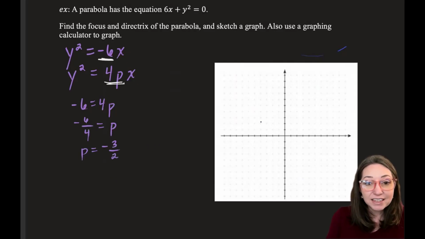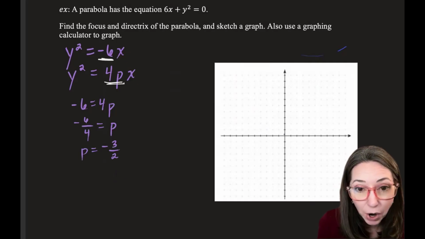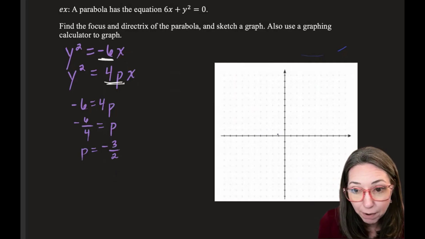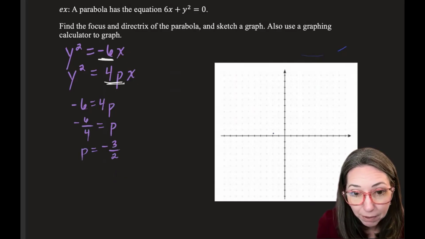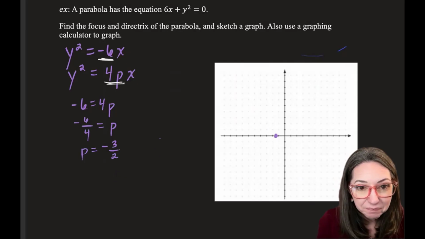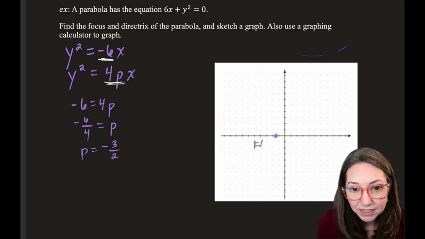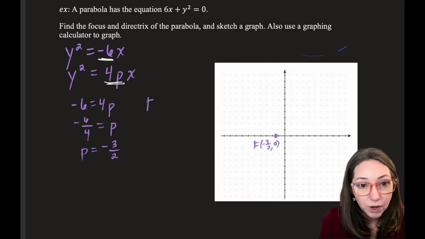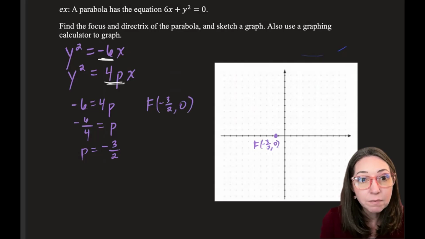All right, so that tells us that the focus is to the left. So this parabola is going to open left. If I go by ones, it's not really big here. There's my focus at the point negative 3/2, comma 0. Right in there, I'll put that over here as well. The focus is at negative 3/2, comma 0.